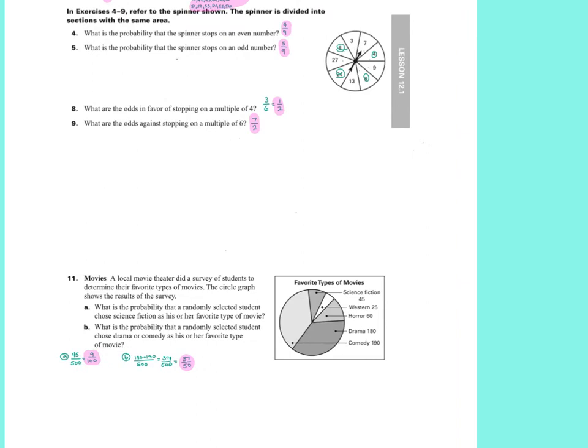Okay, then came the movies. So now you're looking at a percentage based on a chart. This is a great standardized test question. I love charts, especially ACTs. So A is 45 over 500 or 9 out of 100, and B is 37 out of 50.